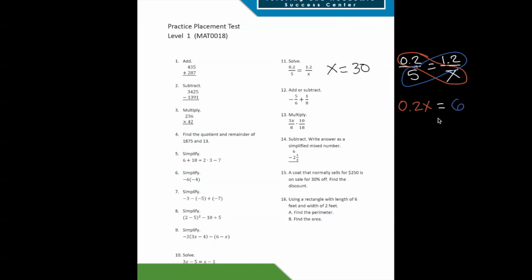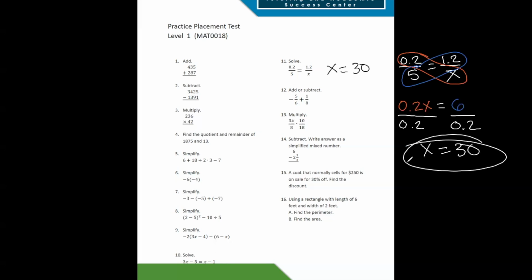I'm going to solve this just like I would any other problem where I'm trying to get x by itself. All I have is one step. I'm going to divide both sides by 0.2, and I'll get x equals 30.